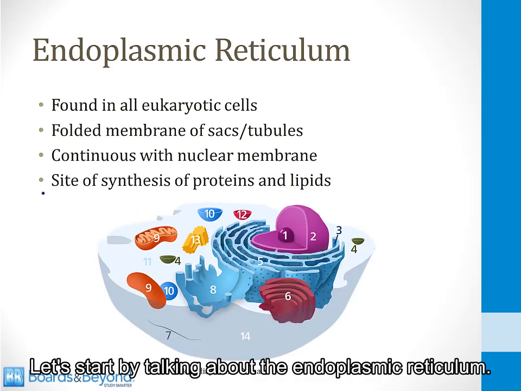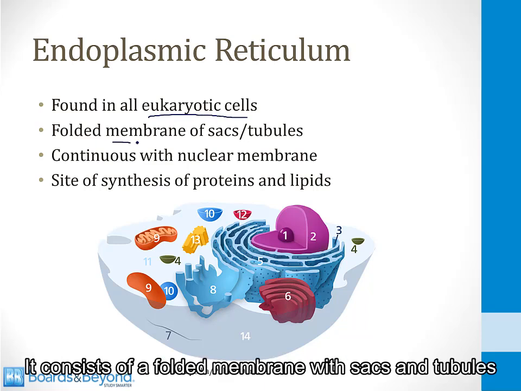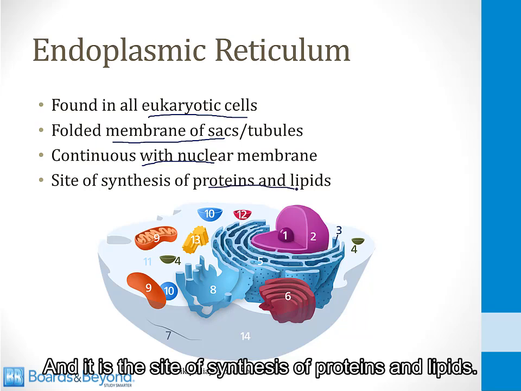Let's start by talking about the endoplasmic reticulum. This is a structure found inside of all eukaryotic cells. It consists of a folded membrane with sacs and tubules that is continuous with the nuclear membrane, and it is the site of synthesis of proteins and lipids.